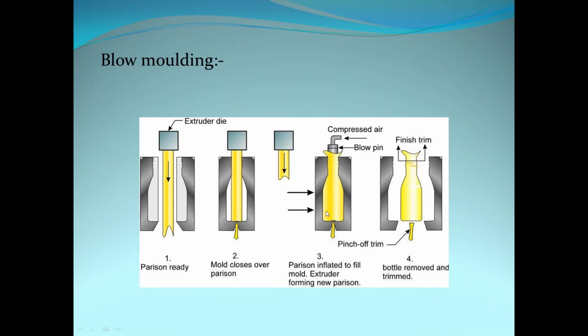Like this we can get the output, and it is the finished product. Then we can trim here. First, the parison is ready, and the mold closes over the parison. The parison is inflated to fill the mold, and here we give the compressed air, and the bottle will be removed, and then we can trim it. This process, giving external compressed air, is the blow molding process.